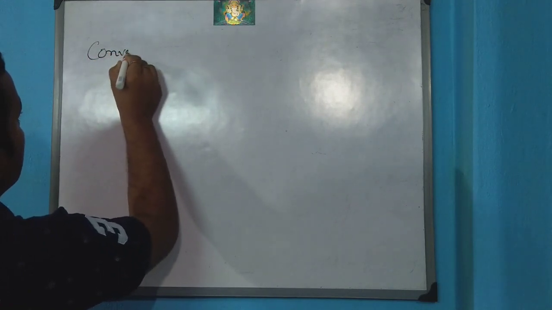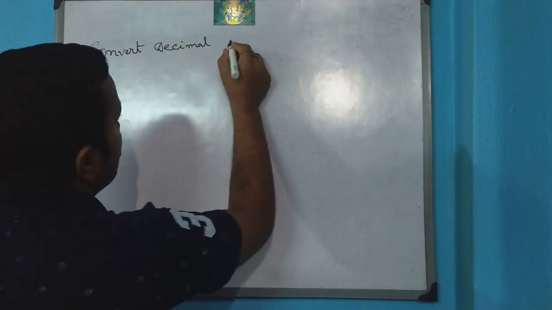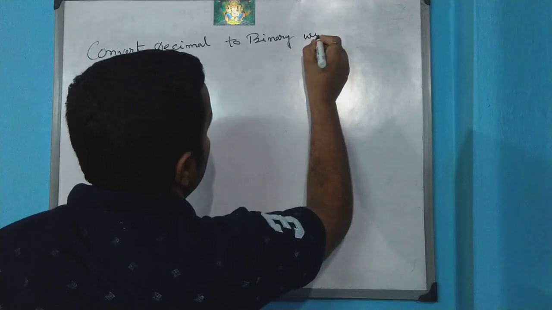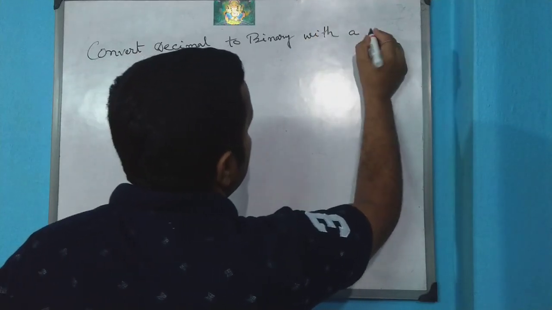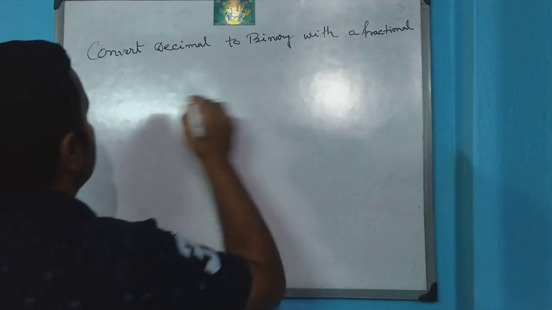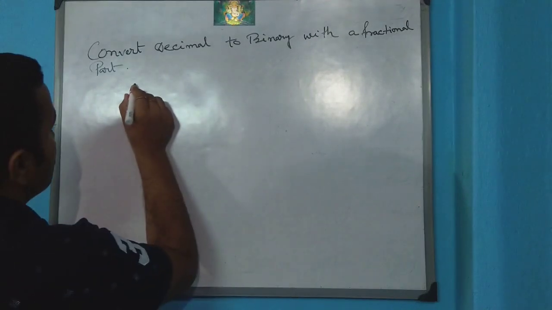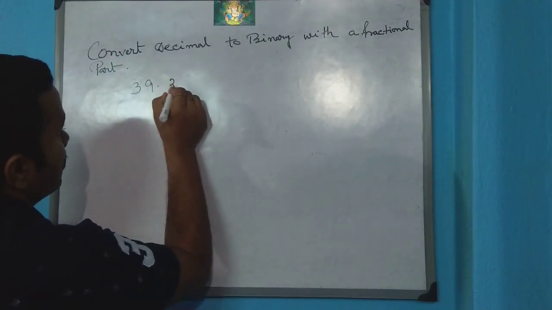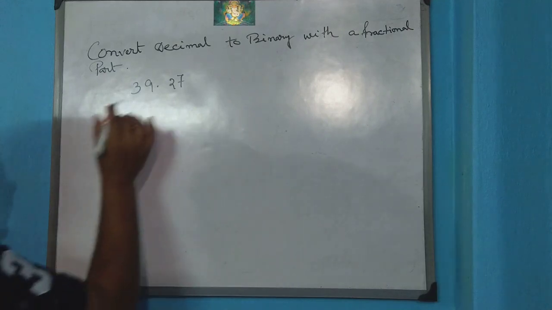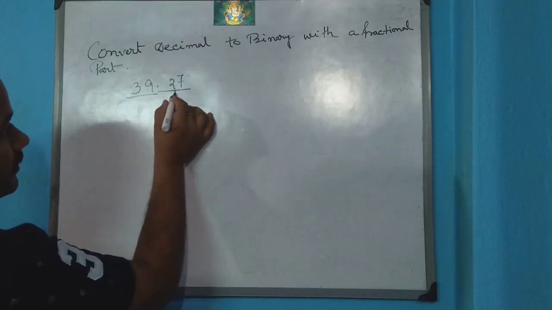Convert decimal to binary with a fractional part. Example: 39.27. Here 39 is the integer part and 0.27 is the fractional part.